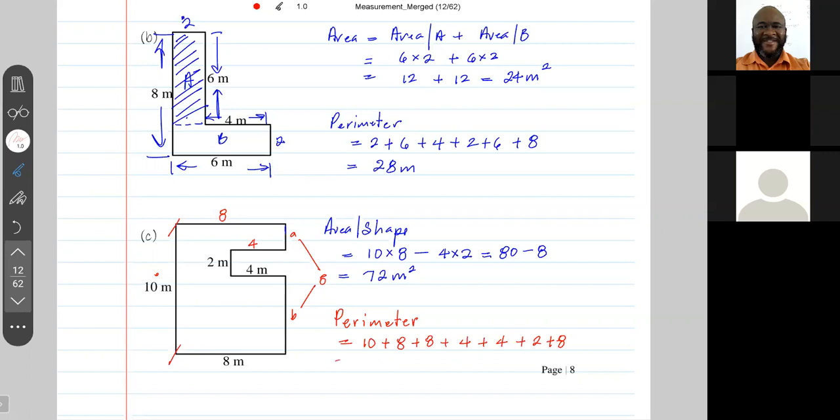And so the perimeter would be, this is 10 plus 16, 26, plus 4, 30, plus 10, 40, and plus 4. This is 44 meters. The perimeter is 44 meters, and the area is 72 meters square.